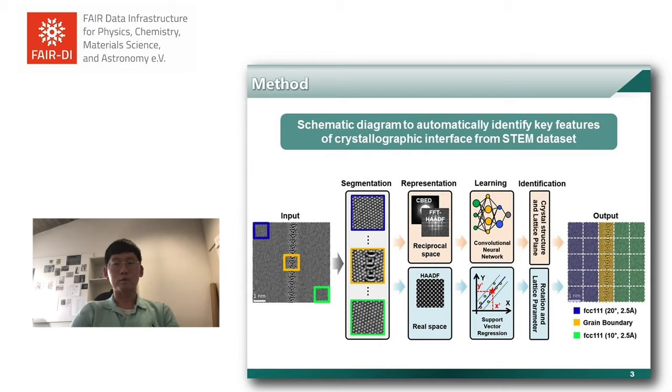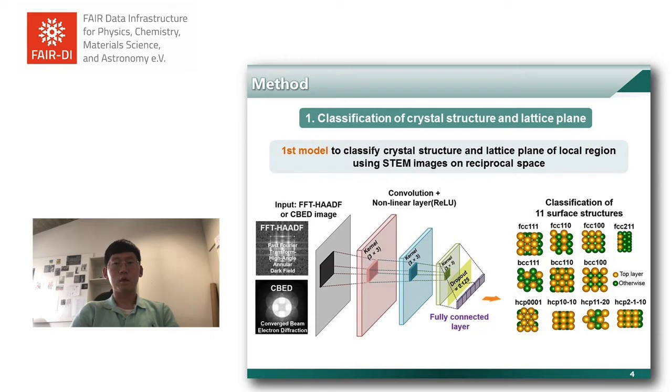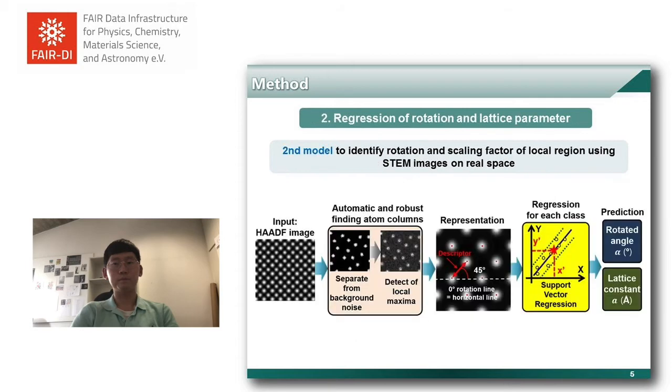To make it possible, we developed two independent models. At first, there is a neural network model to classify crystal structure and lattice plane of local regions. In this case, the input is either FFT, HAADF, or CBED image. Second, there is a regression model to identify rotated angle and lattice constant of local regions. In this case, the input is HAADF image.